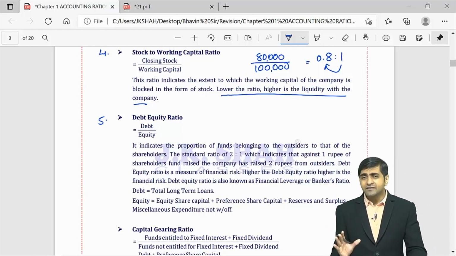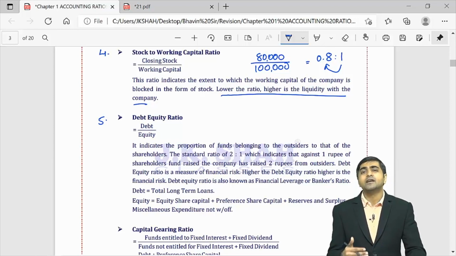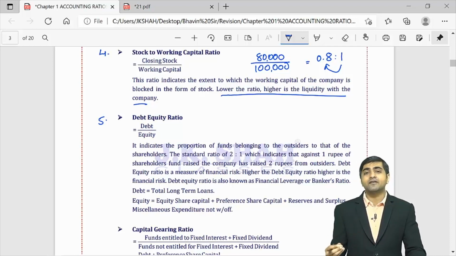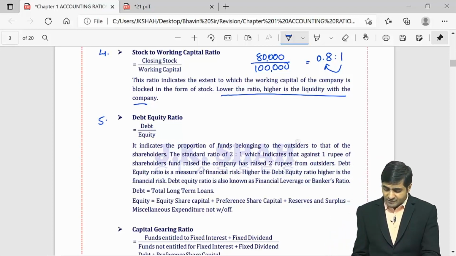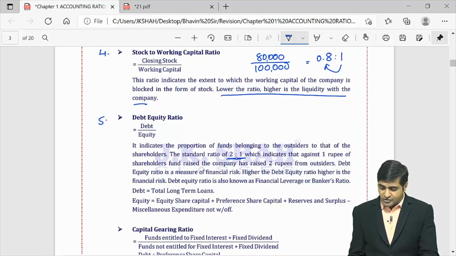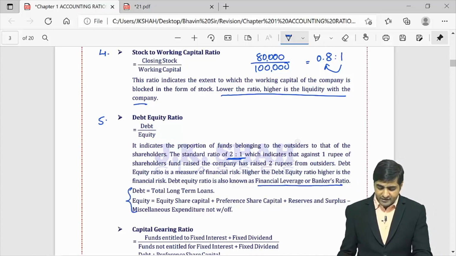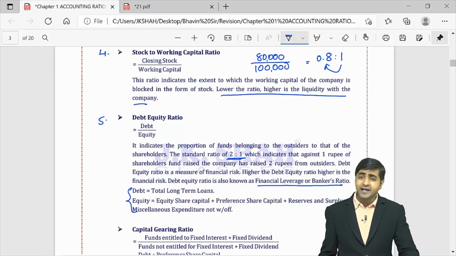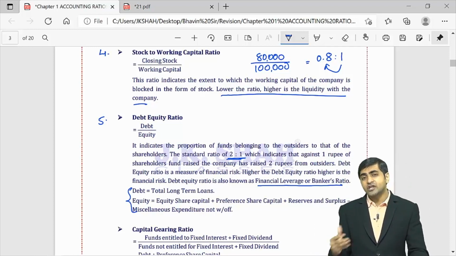Yes sir. And if this ratio is low, then the risk is lower, but we advise the particular company to use its credibility and take some quantum of debt so that they can use these funds to generate additional returns. So in that particular case, my dear students, we have the debt equity ratio as your standard ratio 2:1, and this is also known as your financial leverage or your banker's ratio, where your debt signifies your long-term loans, and guys, your equity means your shareholders funds.